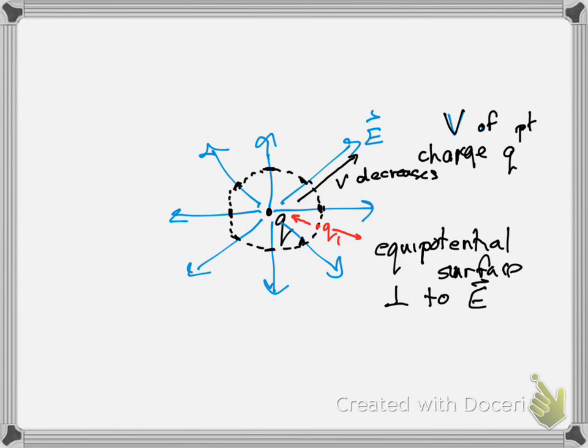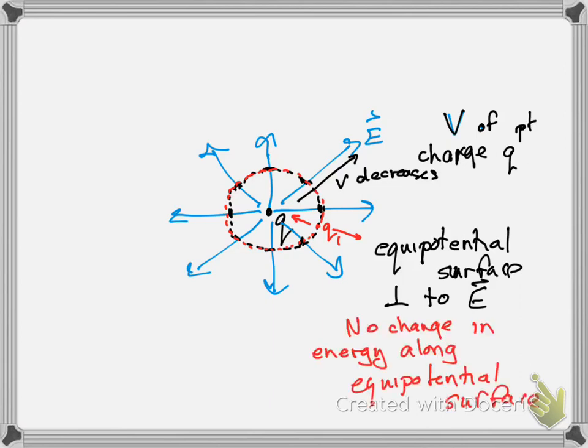But if I move Q1 anywhere along the sphere, the spherical shell at the radius r, it doesn't take any work to move it because I am moving it perpendicular to the field. And so it takes no work. There is no change in energy along an equipotential surface.